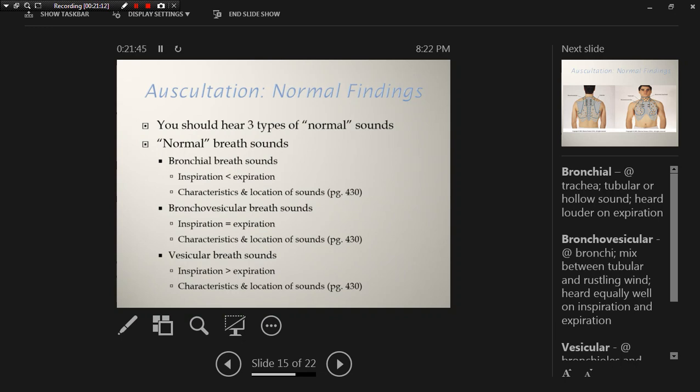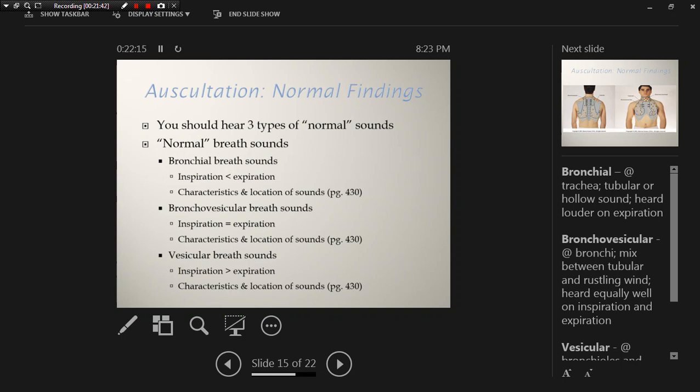The other sound, over the right and left bronchi, is bronchovesicular. On inspiration and expiration, it's going to sound the exact same. It's a mixture between that tubular hollow sound you just heard and rustling wind. But either way, it should be clear. You're not going to be hearing any type of abnormal sounds.